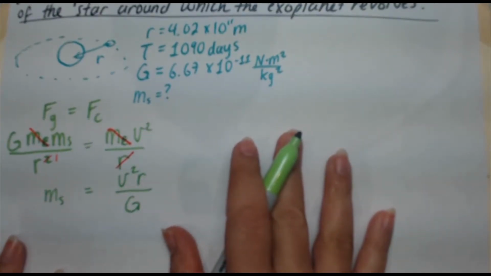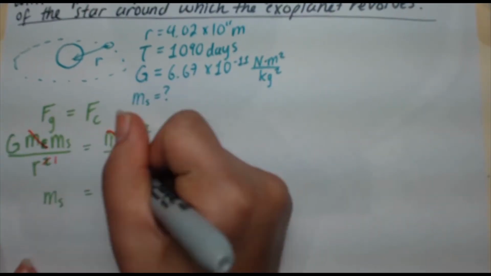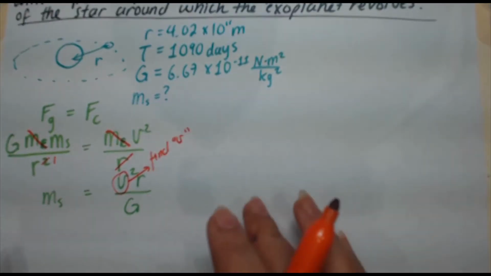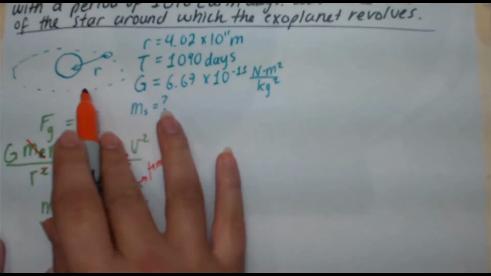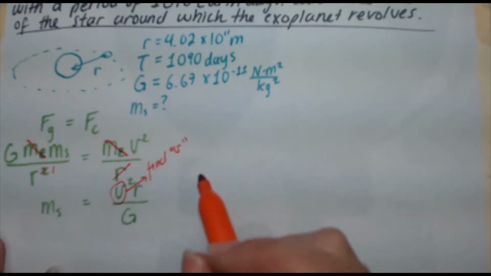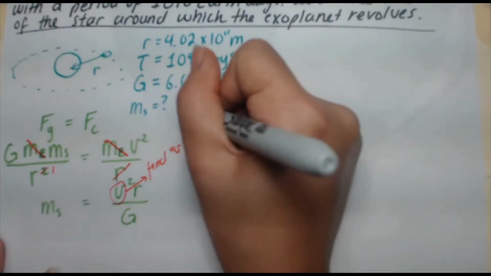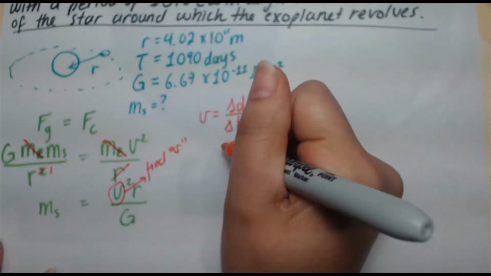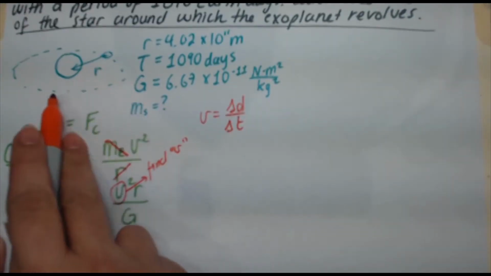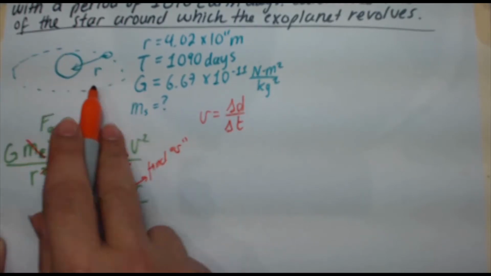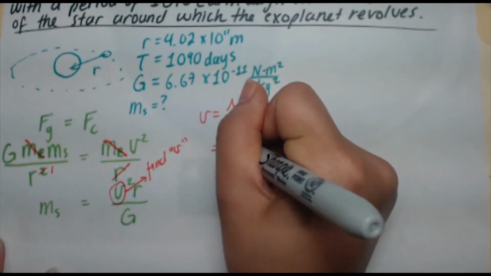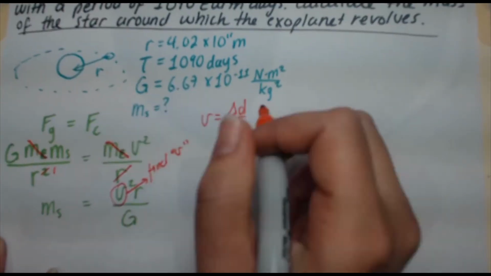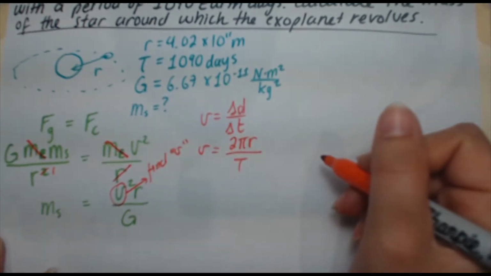Now, we don't know what v is, so we have to find it. In order to find v, you have to think about the logistics of the problem. V is the speed at which the exoplanet is revolving around its host star. Just like in kinematics, speed is equal to distance over time. The distance the exoplanet travels is the circumference of a circle with radius r, so delta d is 2 pi r, and the time for one complete revolution is the period, capital T. So v is equal to 2 pi r over T.